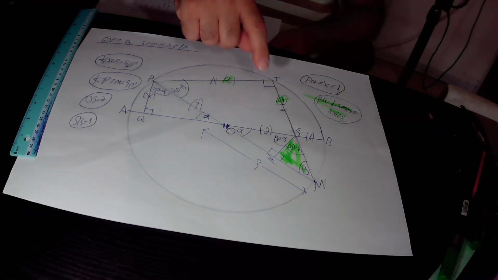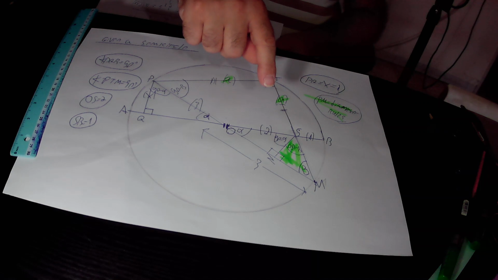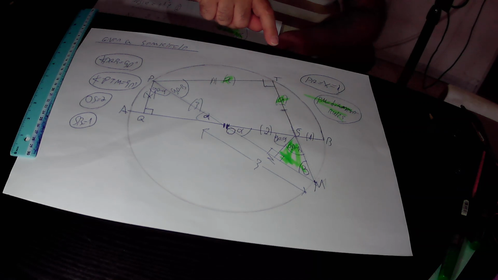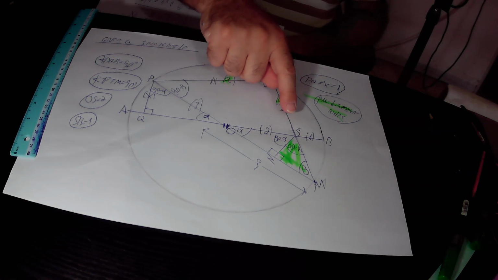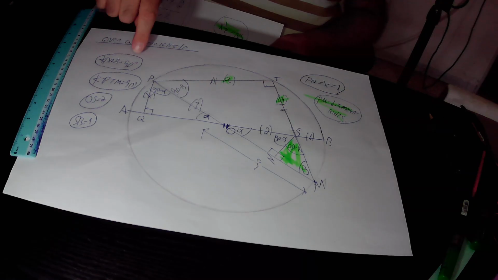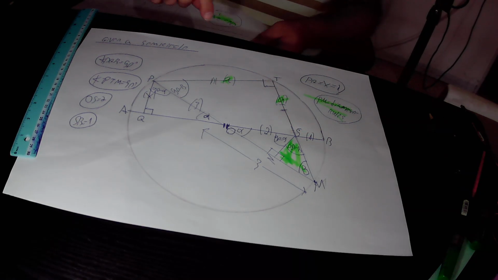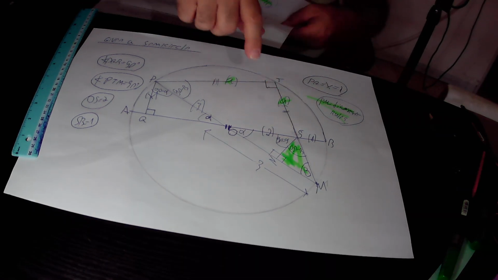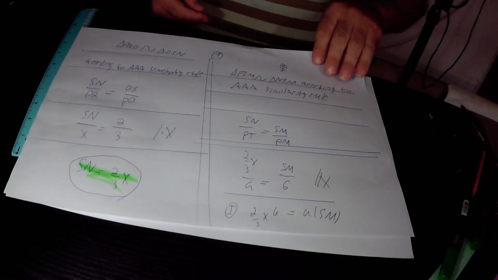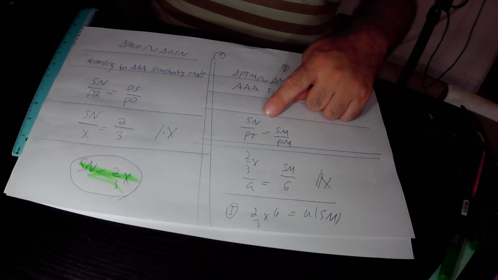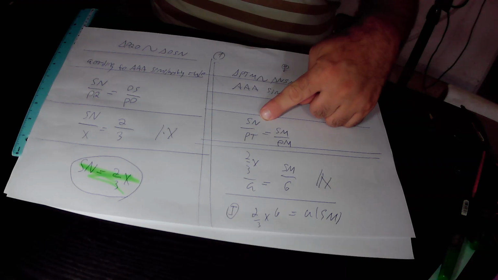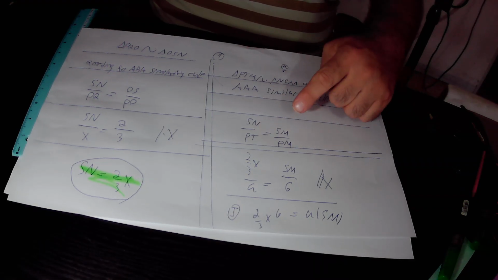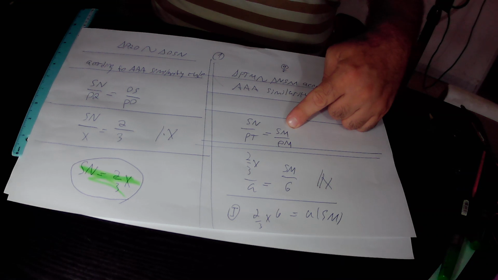We will derive that side SN of the green triangle SNM over side PT of the big right triangle PTM is equal to side SM of the green small triangle NSM over side PM of the big right triangle PTM. Repeat again, from the fact that those two right triangles are similar, side SN over side PT equals side SM over side PM.